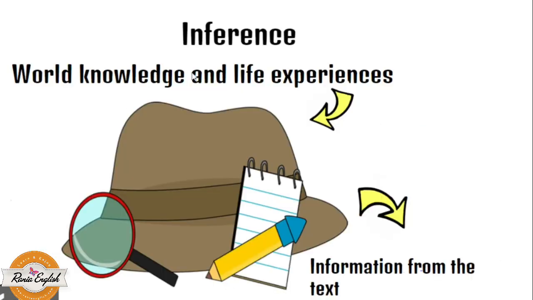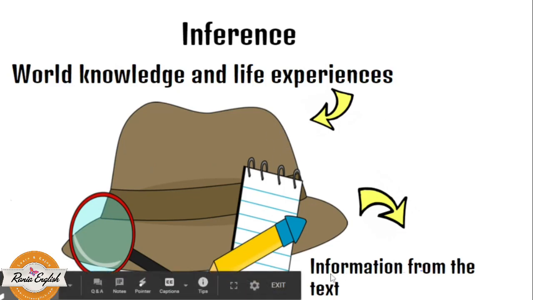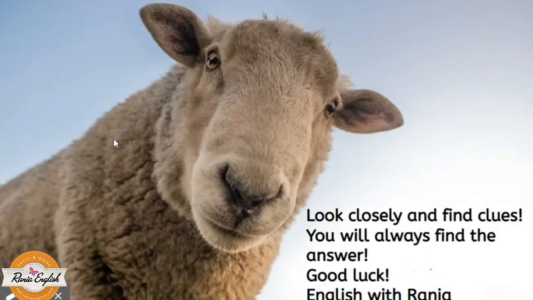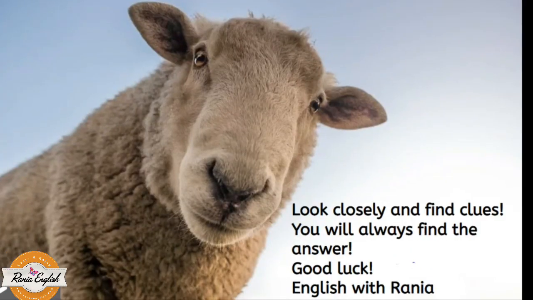We use our world knowledge and life experiences that we have here in our brains, right? And we take a look at information from the text. We take a look at clues, and then we reach a conclusion and we make an inference. Okay, so I would like to tell you to look closely and find clues whenever you have to answer reading comprehension questions, because you will always find the answer.